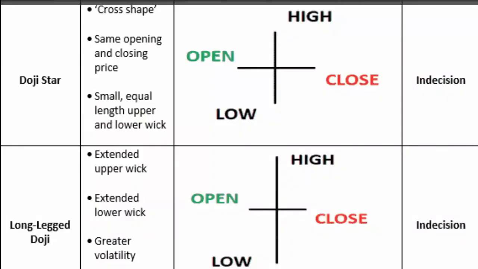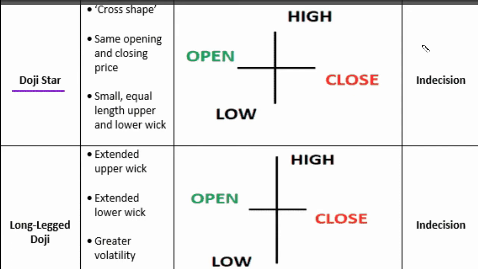Now we will talk about doji and types of doji. As you can see on the screen, this is a doji star and it looks like a cross. The open and close is almost similar and the length of head and tail is very small and almost similar.